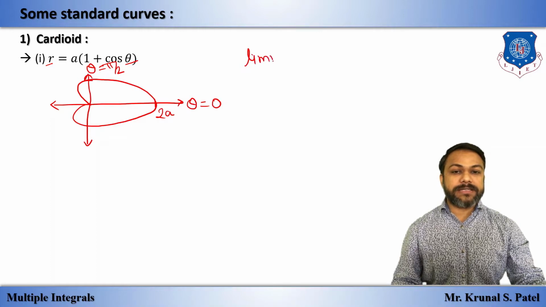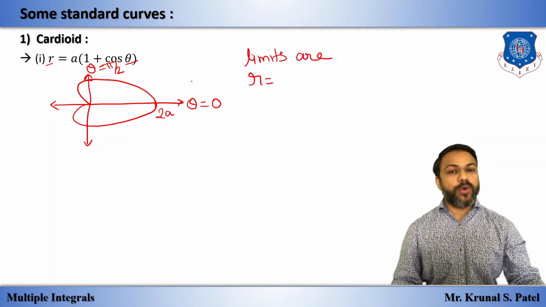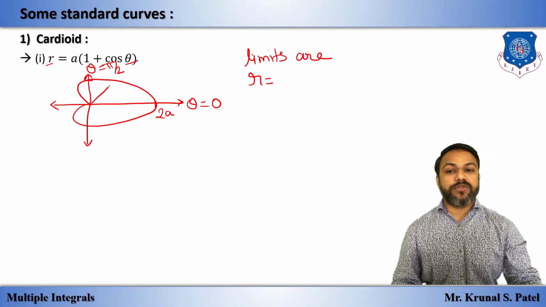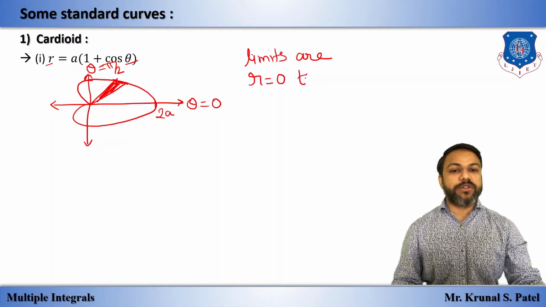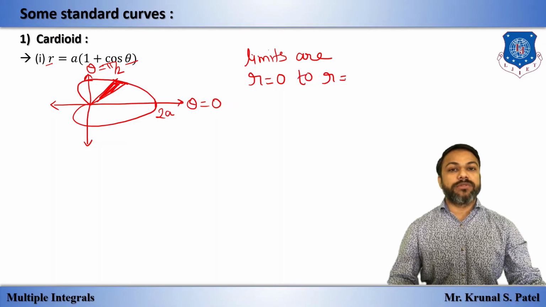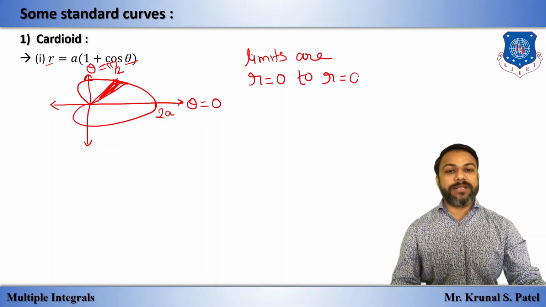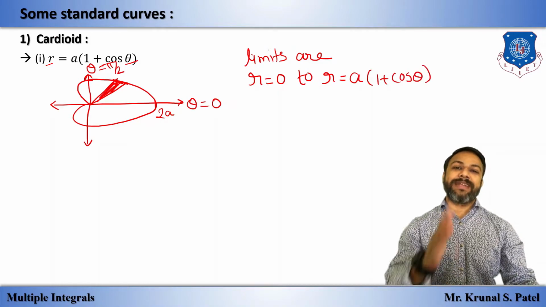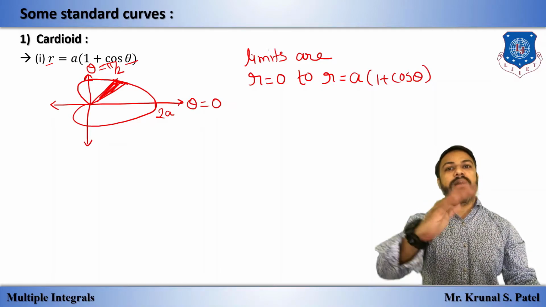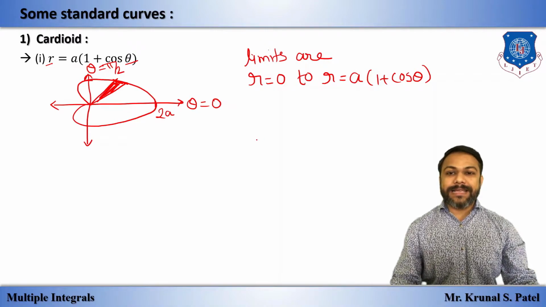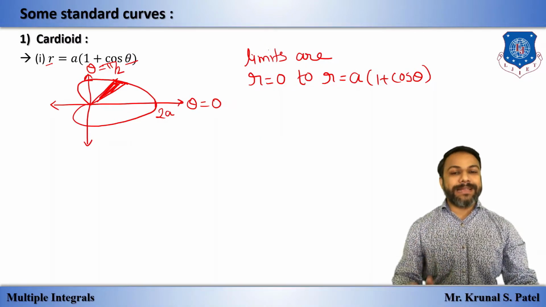So what is the limit of this? So the limits of r, as I told, start from the origin, from here till the end of this curve. So r is equal to 0 to r is equal to this cardioid. The equation of the cardioid is r equals a(1 plus cos theta). So it is easy. No vertical, horizontal, nothing else. Just from 0, the origin, to the curve. And theta is what? That is what is asked in the examination.